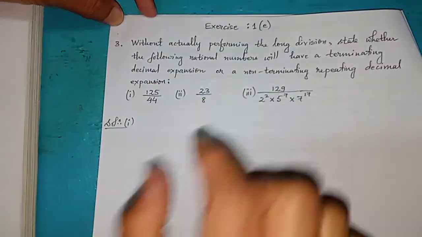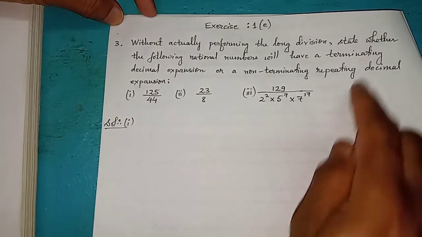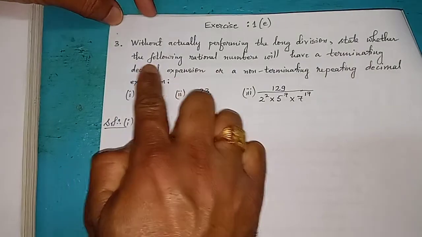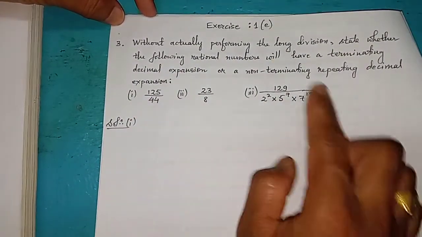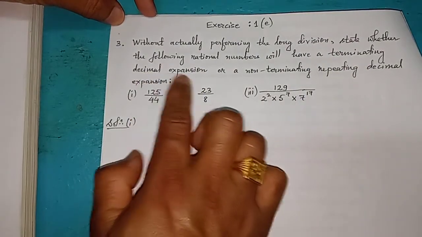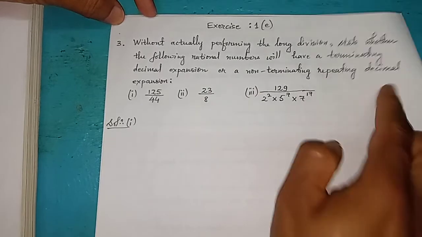without actually performing the division, state whether the following rational numbers, these are three rational numbers given to you, will have a terminating decimal expansion or a non-terminating decimal expansion.